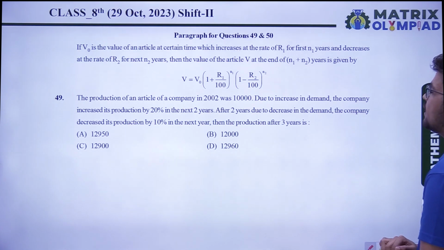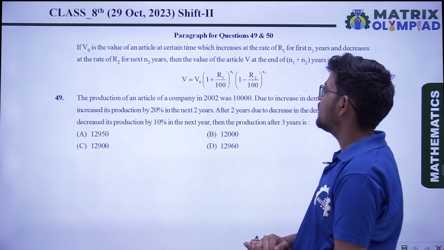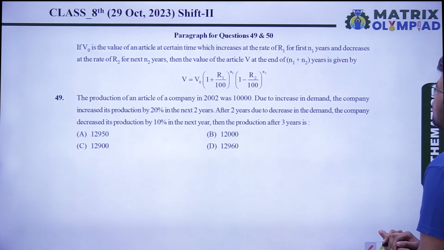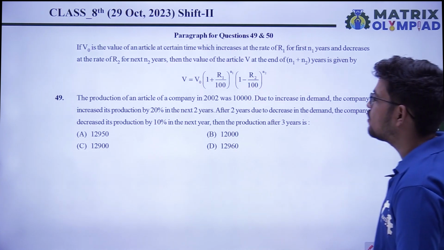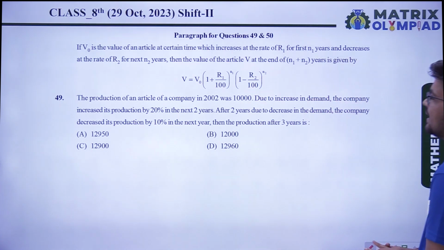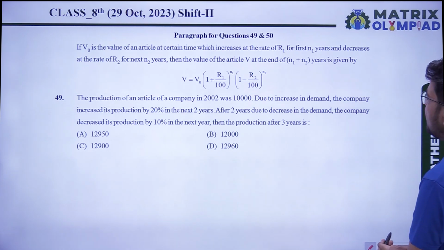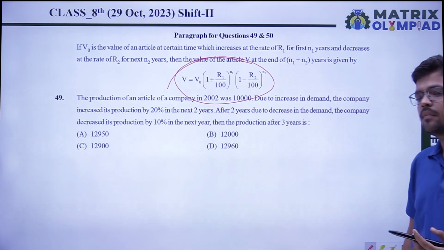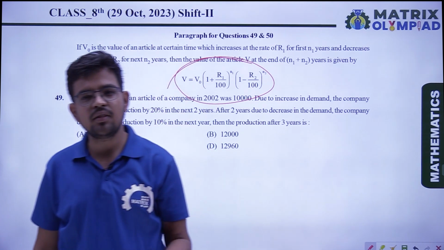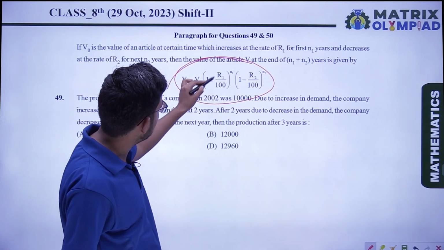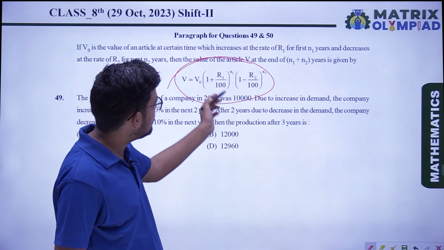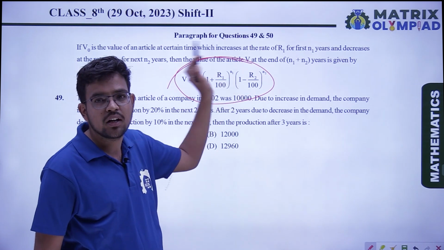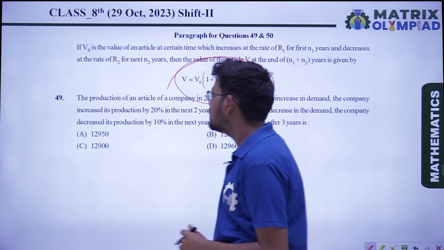Okay, paragraph 4, question number 49 and 50. If V0 is the value of an article at a certain time which increases at the rate of R1% for the first N1 years and then decreases at R2% for the next N2 years, then the value of the article V at the end of N1 plus N2 years is given by this formula. If the value increases at rate R1 for N1 years, then 1 plus R1 upon 100 raised to power N1, and if it decreases at rate R2 for N2 years, that is multiplied by 1 minus R2 upon 100 raised to power N2. So how will we solve?